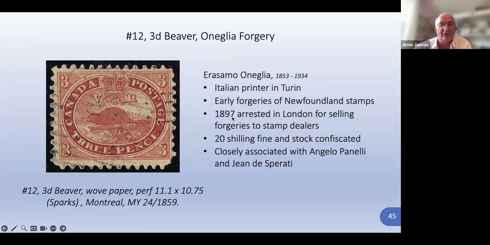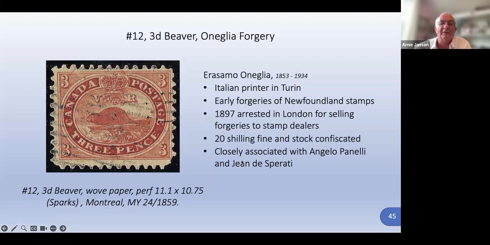In 1897, he was arrested, doing what he shouldn't be doing. He was given a 20-shilling fine, and all his stock was confiscated. He was associated with the other names that are famous in Italian forgeries, Angelo Panelli and Jean Disparati. We've talked about them in a previous presentation, but he did his work.